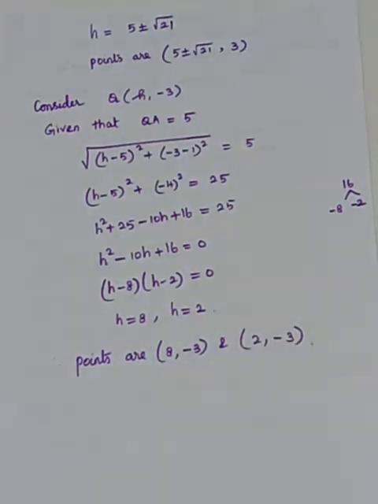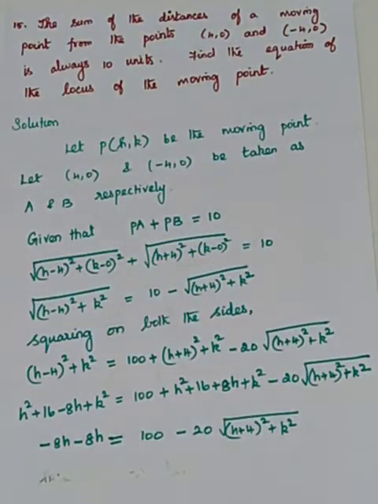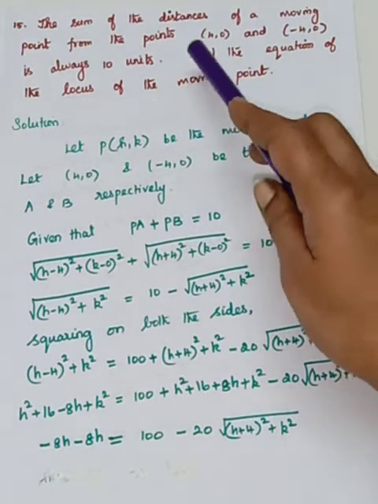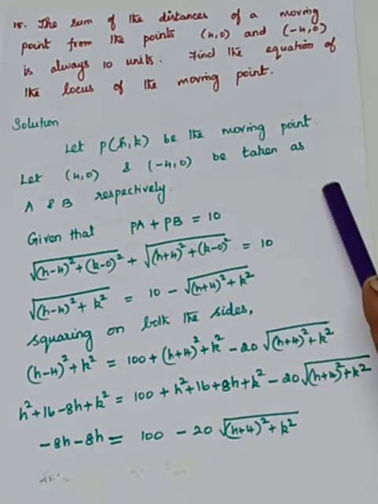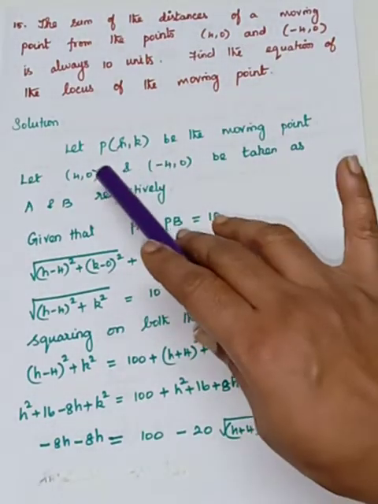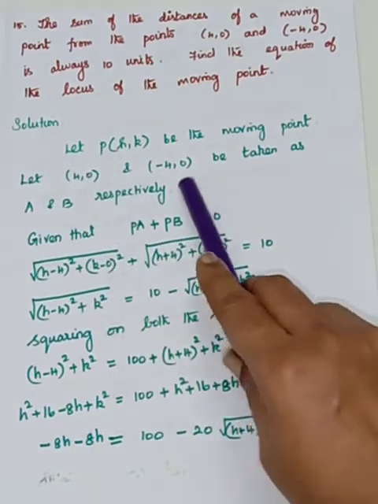Okay, so see now the next one. We are coming to problem number 15. The sum of the distances of a moving point from the points 4 comma 0 and minus 4 comma 0 is always 10 units. Find the equation of the locus of the moving point. Okay, so see now the fixed points 4 comma 0 and minus 4 comma 0 are given. They are fixed, they will not change. So that has to be taken as A and B. A is 4 comma 0 and B is minus 4 comma 0.